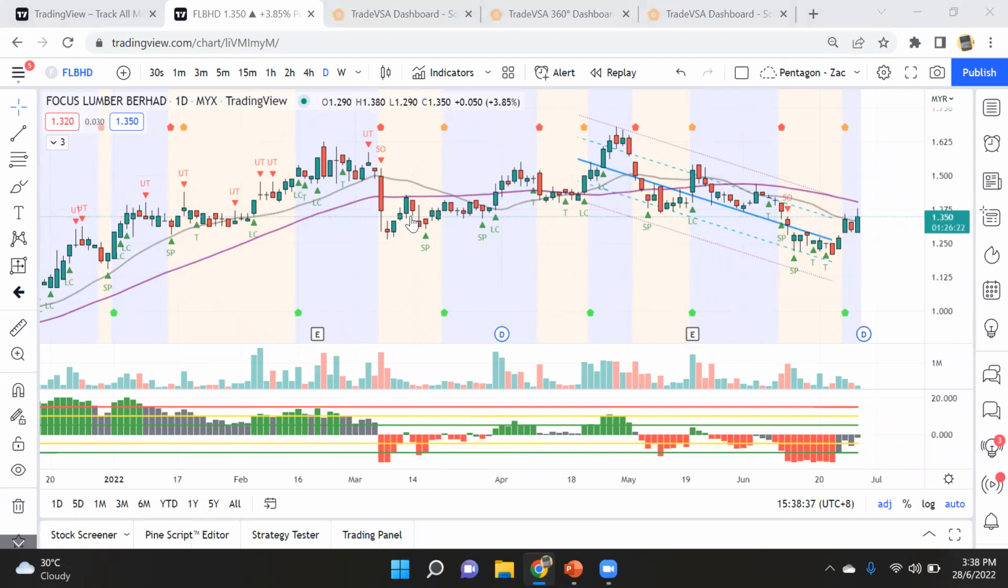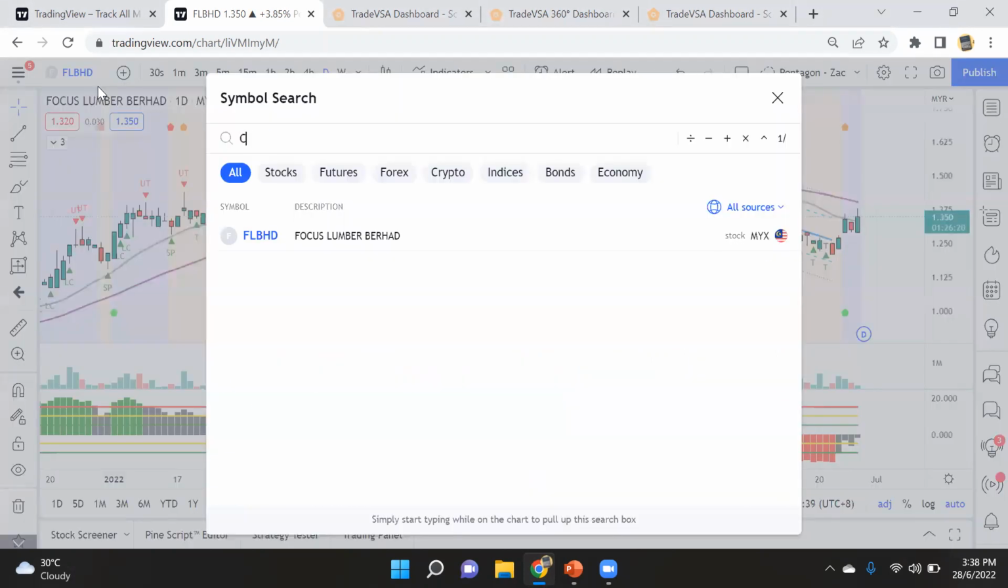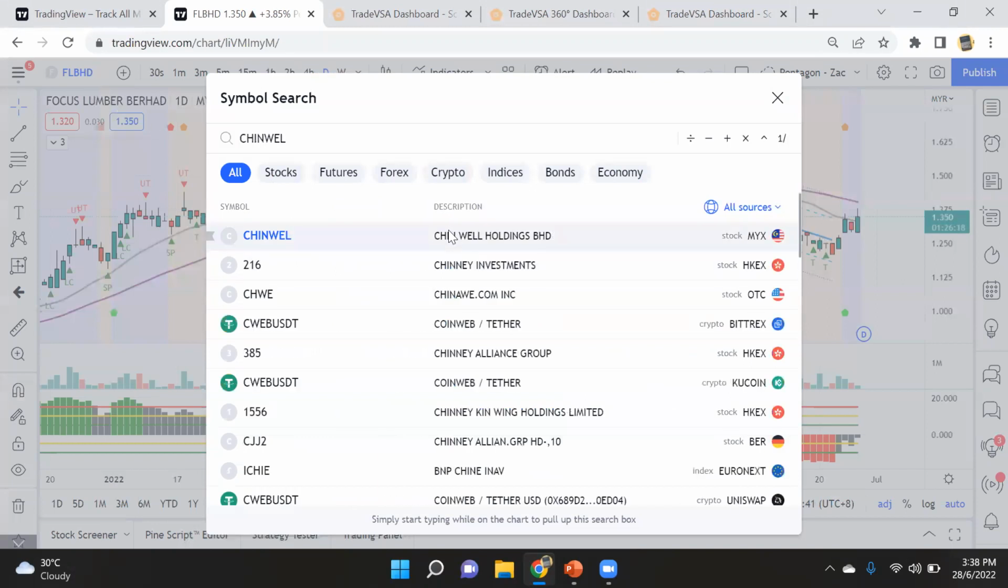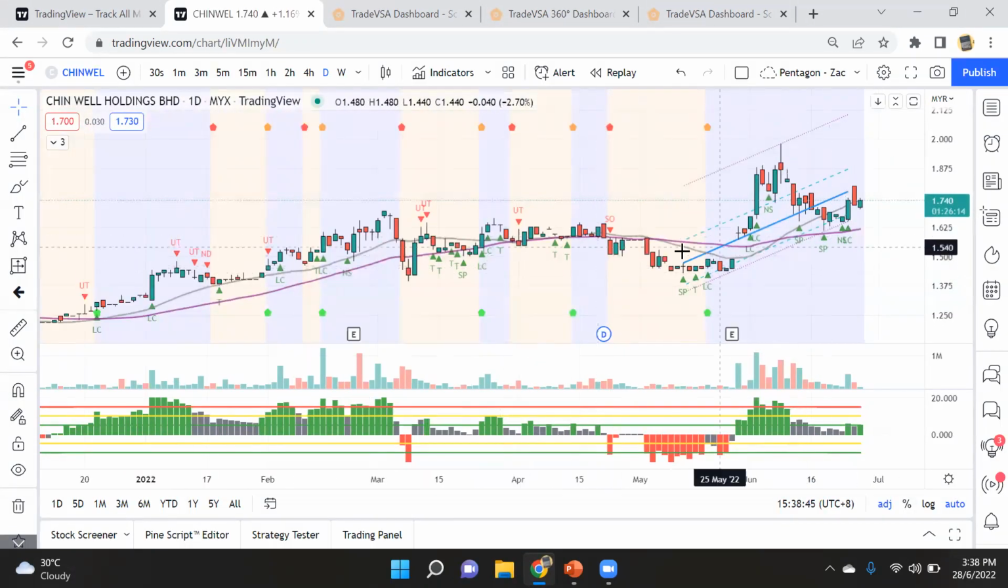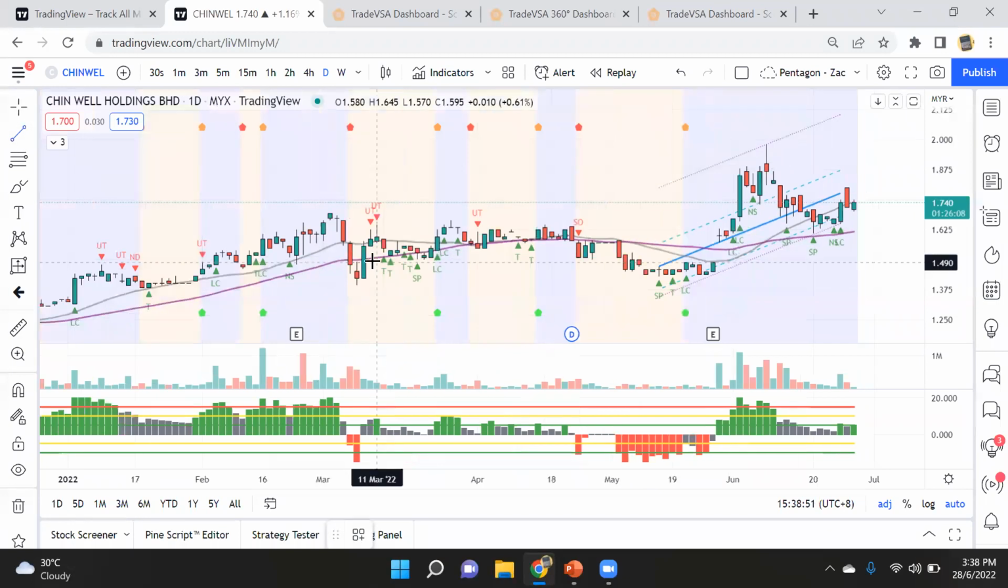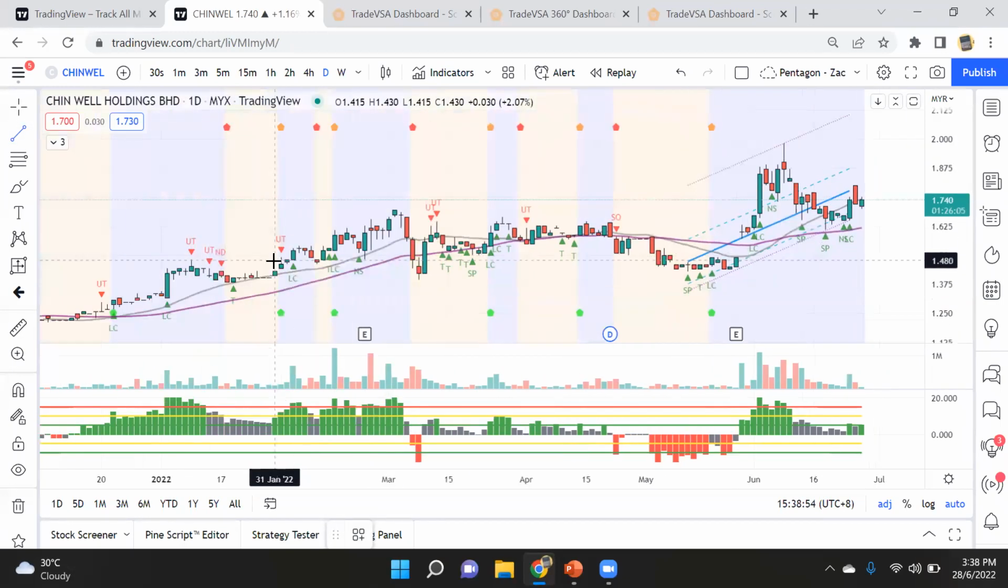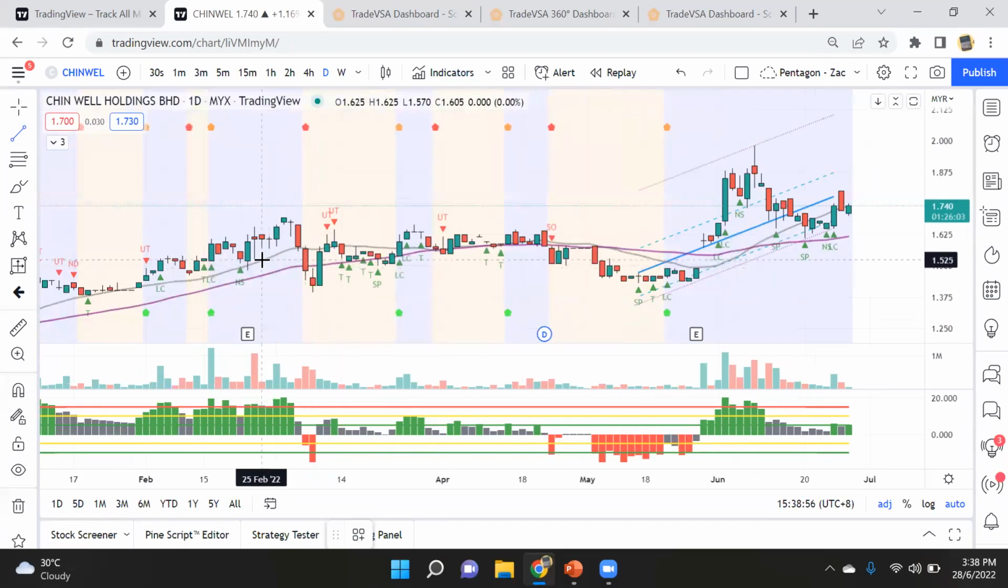Okay, Chin Belt. Let's do the Chin Belt. Chin Belt is not a reversal anymore. This is in the uptrend already. Now it's kind of similar to CFM. Now this is what we call a shakeout. So for Focus Lumber, I prefer to use shakeout. Again, today our topic is more on reversal. So a shakeout is something like this. This is sideway.